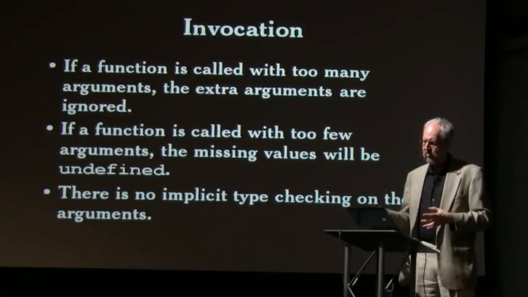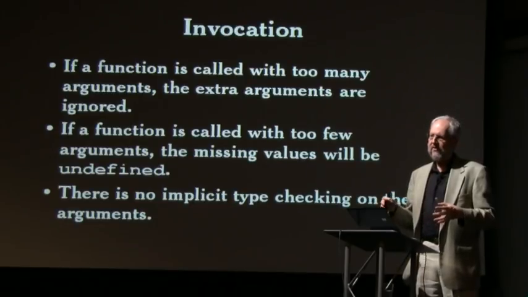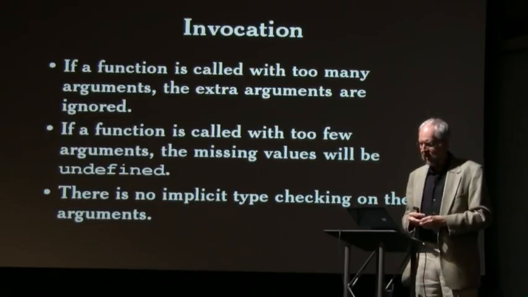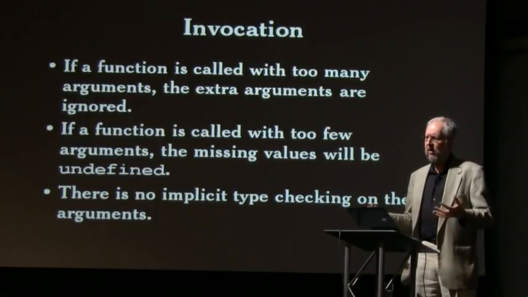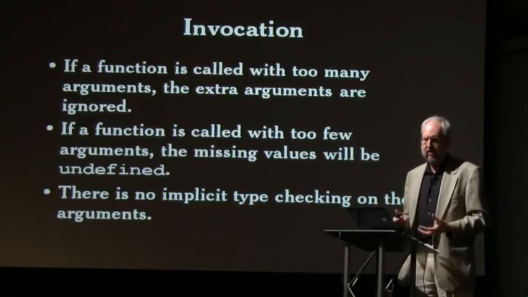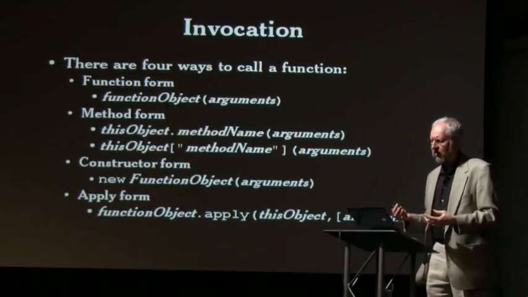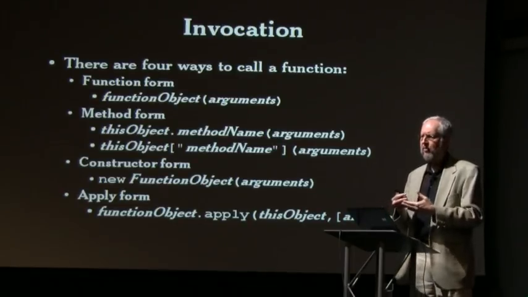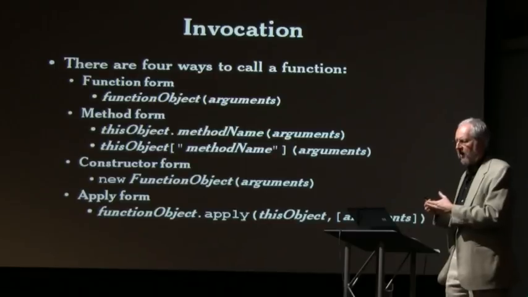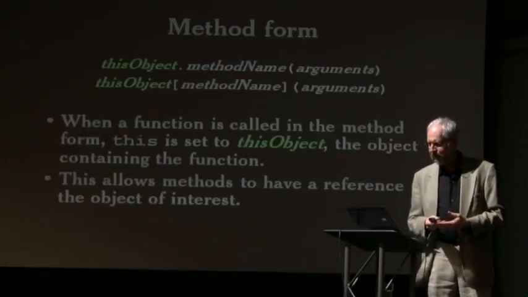If a function is called with too few arguments, that's not an error either. It will fill in undefined for any things that you did not include. And there's no implicit type checking at all. So if the types of the parameters are important to you, you need to check them yourself within your function. There are 4 ways to call a function. There's the function form, the method form, the constructor form, and the apply form. And they differ in what they do with this.